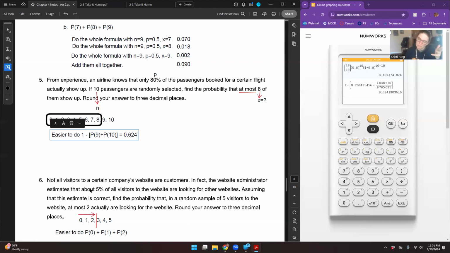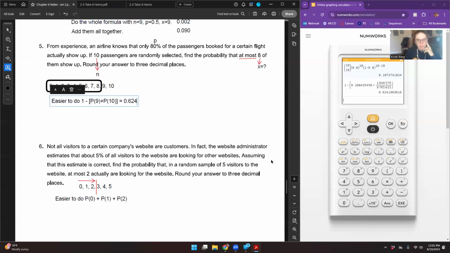Number 6, not really either way. Because look at this, it says 5% of all visitors are looking for other websites. So our probability of success is 5%. They sampled 5 visitors, that's our N, and at most 2. Notice over here I put at most 8, and I put x equals question mark because we weren't sure what we were going to do. So again, x equals question mark. And so we have our probability of 5%, 0.05, and our N equals 5.